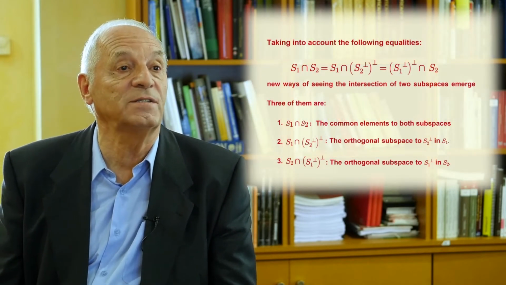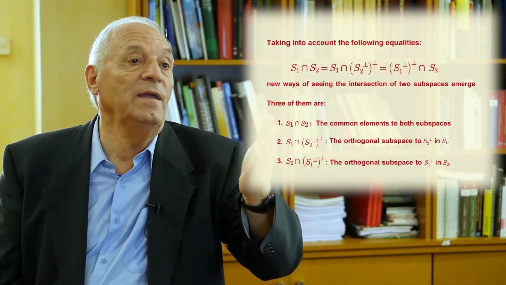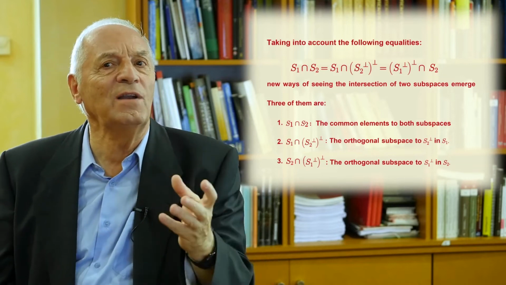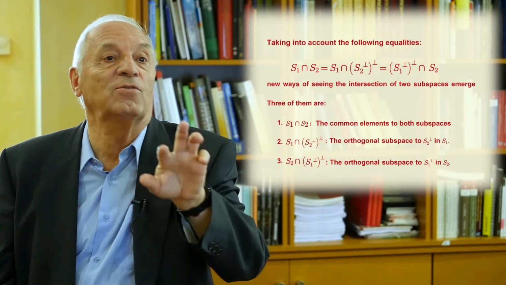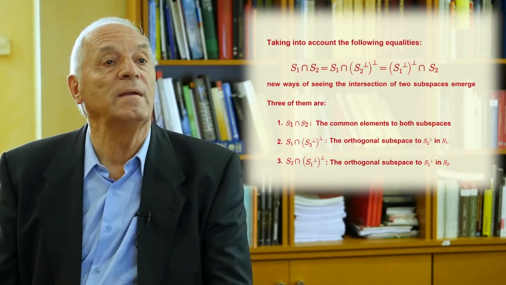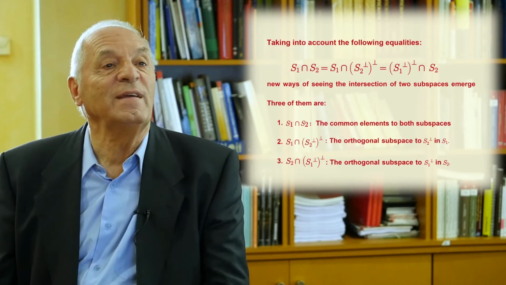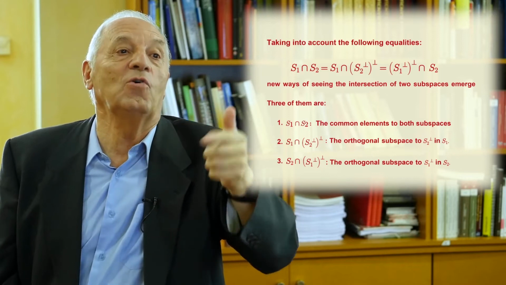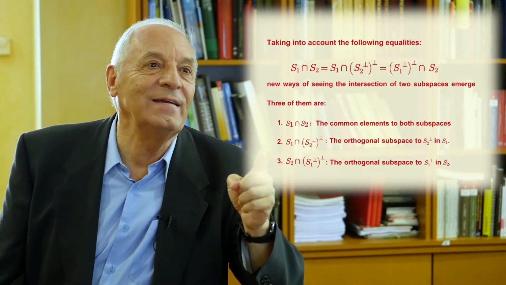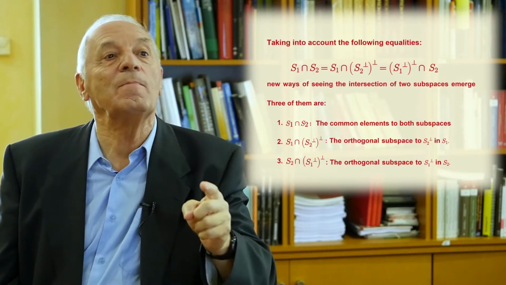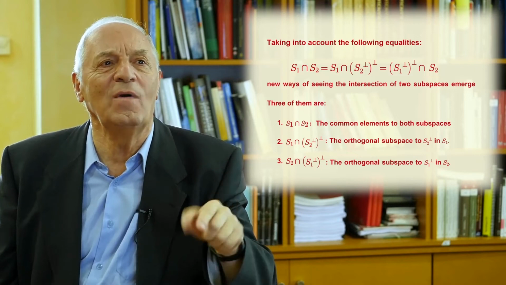The following problem is the intersection of two linear subspaces. You can write it in the traditional way, S1 intersection S2, or we can replace S2 by the orthogonal of the orthogonal, or perhaps S1 as the orthogonal of the orthogonal. We have three different ways of expressing the same thing. But the second is telling you that the intersection is the orthogonal of the orthogonal of S2 in S1. I repeat, S1 intersection S2 is the orthogonal of the orthogonal of S2 in S1.